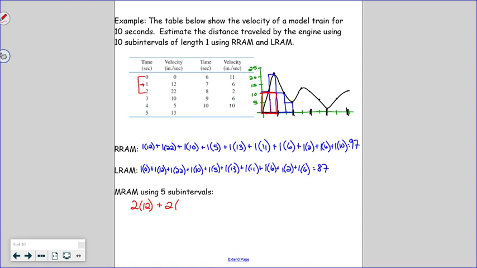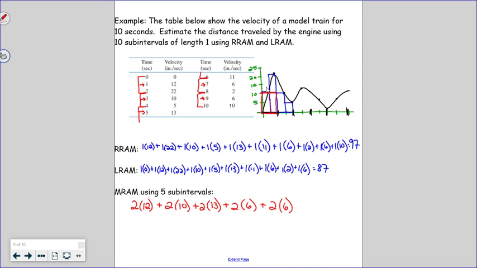Next one, base length of 2 goes from 2 to 4, height of, what's that, 3, right? Height of 10. From 4 to 6, height of, what's that, 5. From 6 to 8, height at 7. And from 8 to 10, our height would be at 9. So that would be setting it up with 5 equal subintervals using MRAM. Okay.